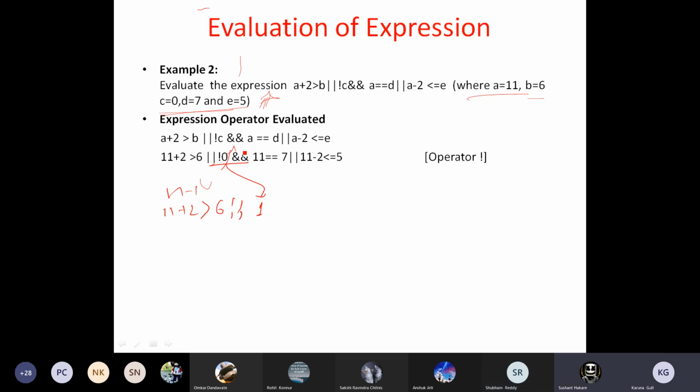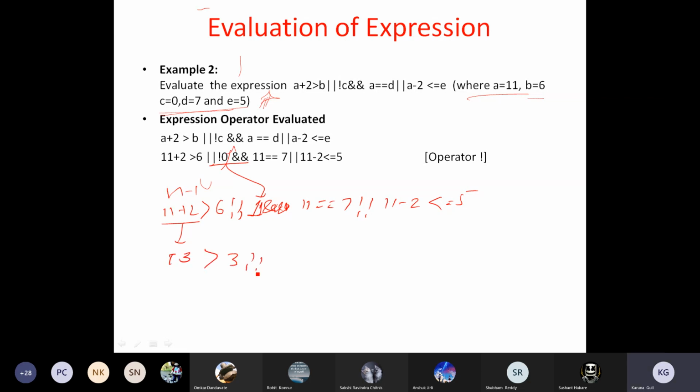Non-zero number is 1. Correct. Then ampersand, 11 equal to 7, or operator, 11 minus 2 less than or equal to 5. Next, which operator has to be evaluated? Plus. Is it plus? Make it fast, don't delay. Yes, plus. So can I write this as 13?